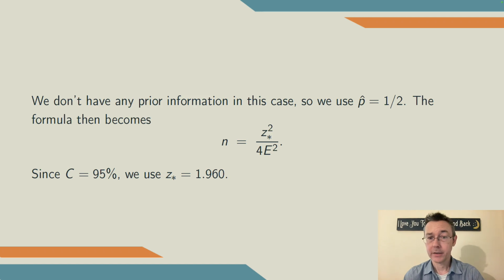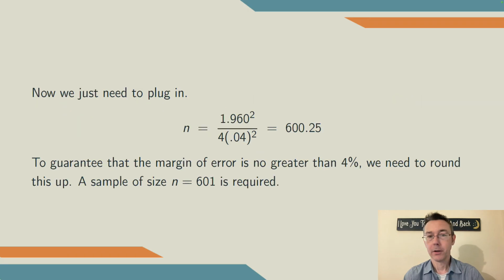At 95% confidence, we have a Z star value of 1.960. We plug all that in. We simplify, we get N equals 600.25.